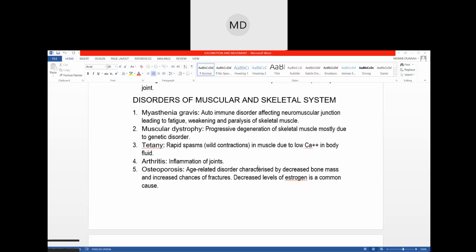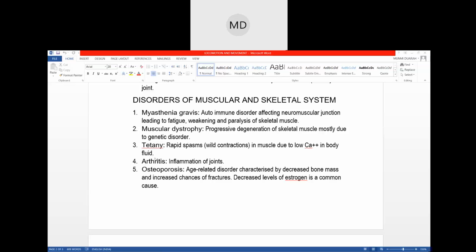The symptoms of tetany are wild contractions, that is spasms. They will have many rapid spasms. Spasms means contractions, and most people suffer from a spasm some time or other. It is not that frequent, but it happens once or twice in your lifetime. If it continues, if you're having rapid spasms and it is so frequent, then you will have to consult doctors and go for checkups.